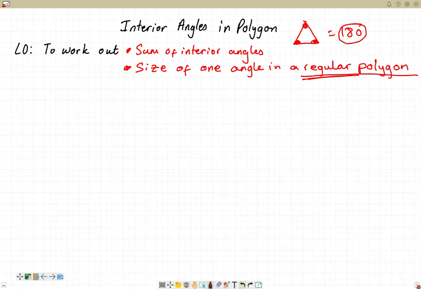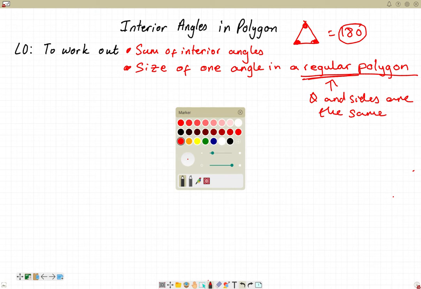Okay, so in this lesson, we're only going to deal with regular polygons. Now, regular polygons mean all the angles and sides are the same. Okay, so polygon just means a shape with many sides and angles. Now, the smallest polygon is a triangle.